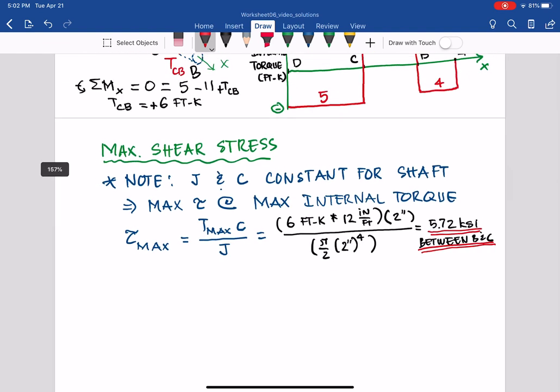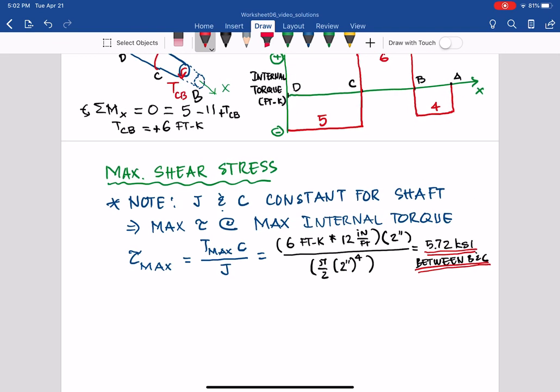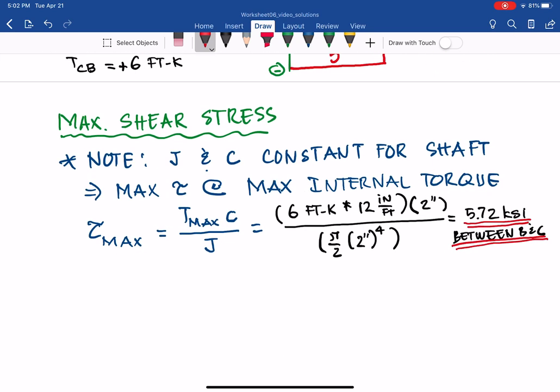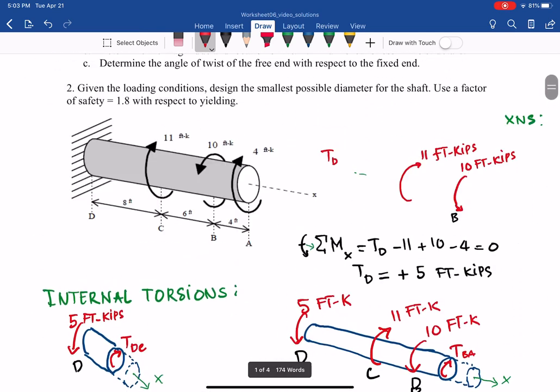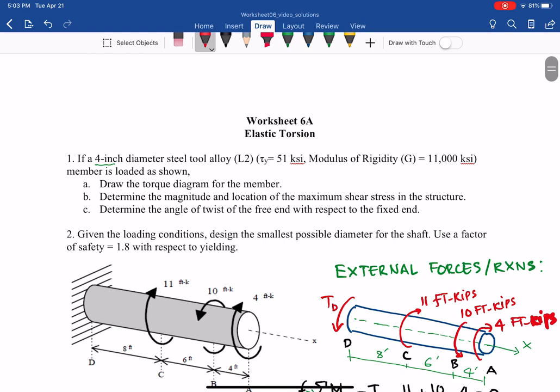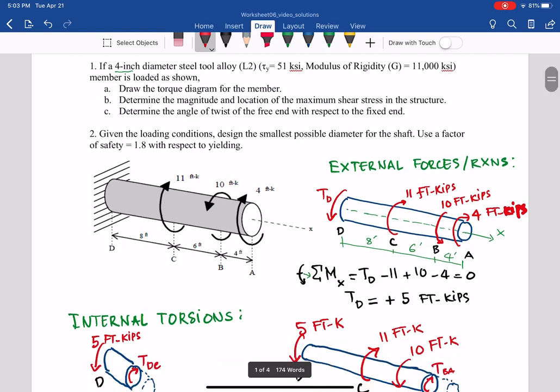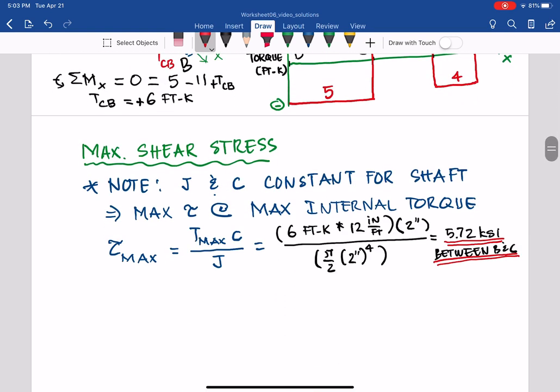Keep that in mind for the maximum shear stress, so that we have for the tau. And then the next question that we have in that part, before we conclude and go to the next video for part 2: determine the angle of twist of the free end with respect to the fixed end. So the free end is A, and the fixed end is D. So let's go to that.